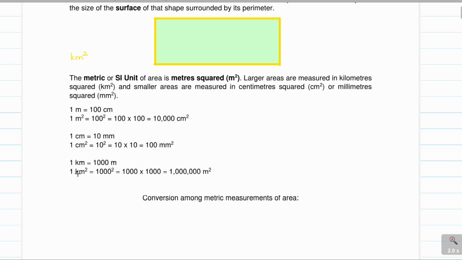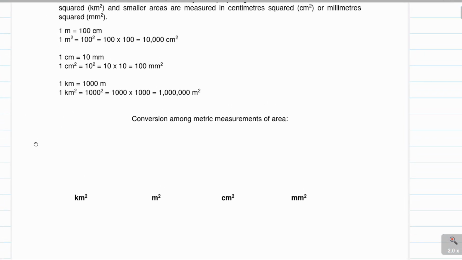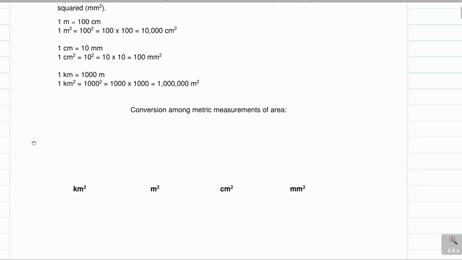Okay. 1 kilometer we learned in the last lesson is 1,000 meters. 1 kilometer squared is that 1,000 meters squared. So 1,000 by 1,000 is equal to 1 million. So 1 kilometer squared is equal to 1 million meters squared. And we could do a nice little chart like what we did.